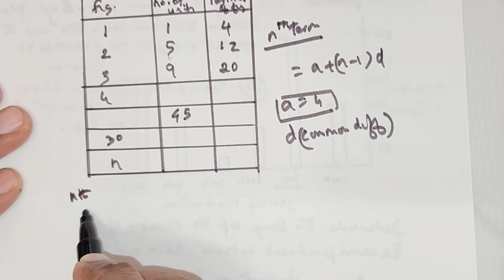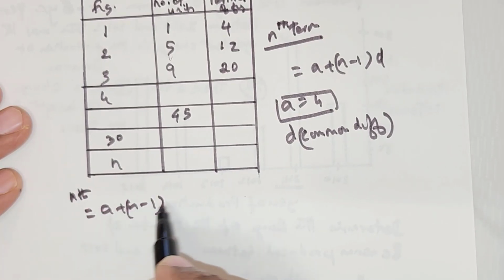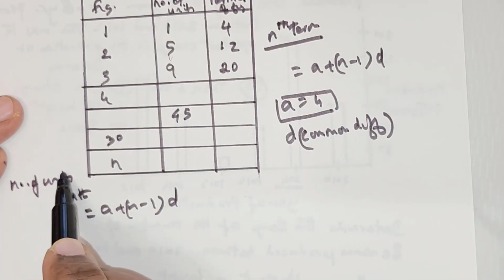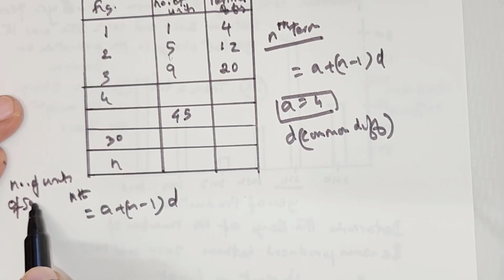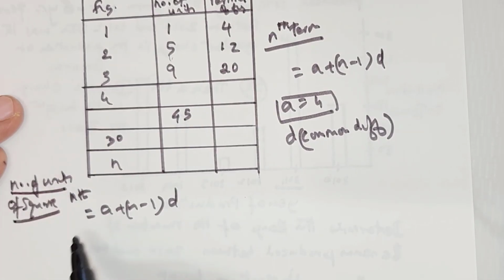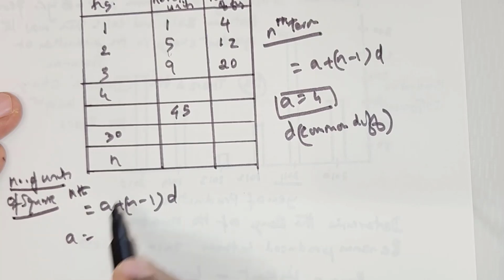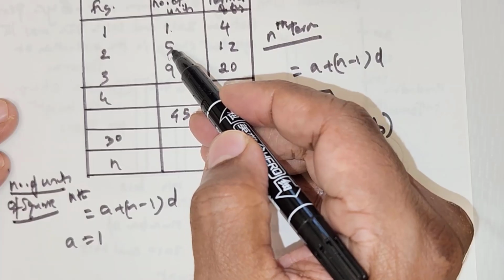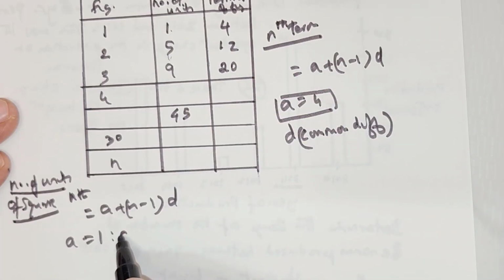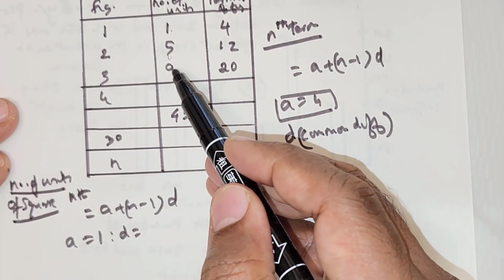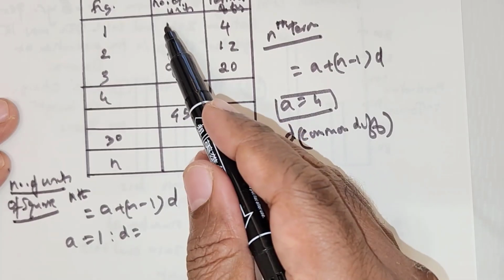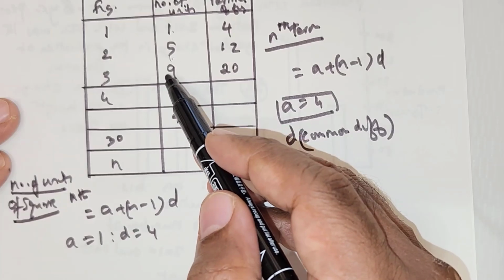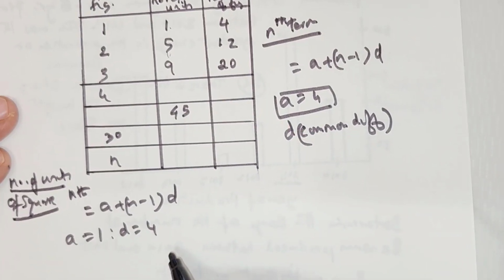So the nth term is given as a plus n minus 1 into d. So this is for the number of units of squares. So we need to calculate this. So for this, a is given as 1. The common difference between 1 and 5, what is the common difference? That is going to give me the value for d. Between 5 and 9, the common difference will not change. Between 1 and 5, the common difference is 4. Between 5 and 9, it is 4. So between 9 and the next term, it will also be 4.